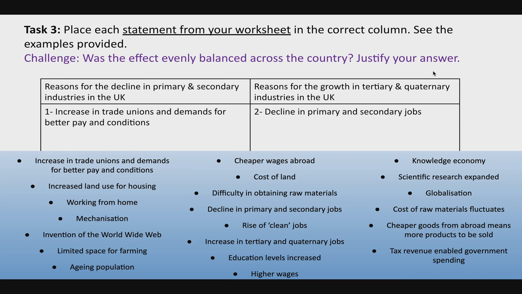Of course, a growth in tertiary and quaternary industries can partly be linked to the fact that there was a declining number of primary and secondary jobs. People had to go out and find alternative things to do. Okay.